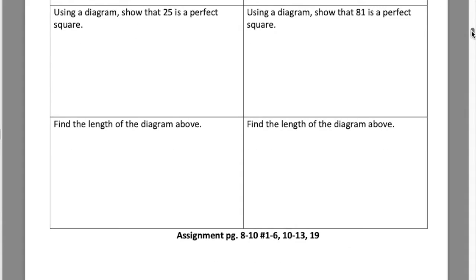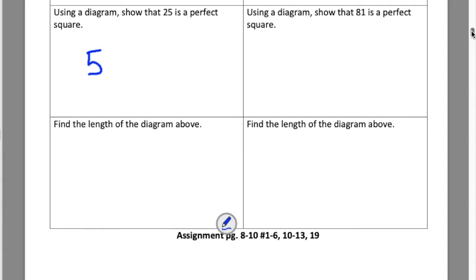All right, so hopefully you got a chance to try the you try question and found out you could find a few different examples of rectangles that had an area of 20 centimeters squared, but none of those examples were giving us a perfect square. So for our next example on the we try side, we have using a diagram show that 25 is a perfect square. Well, for me, I'm going to use an area model.